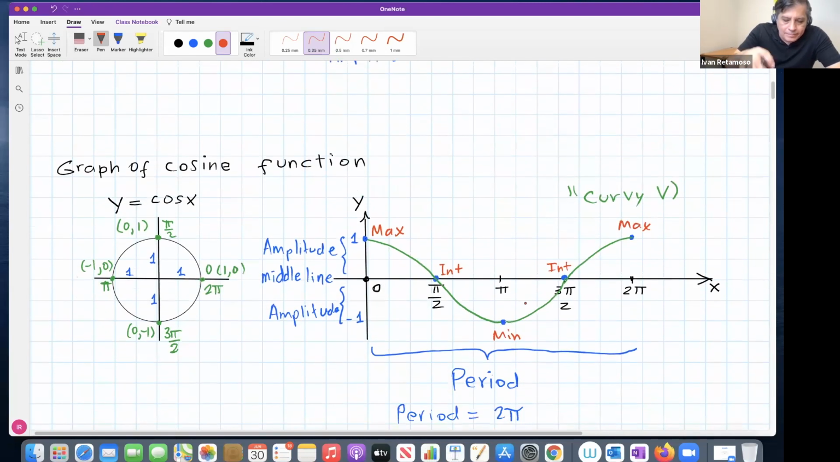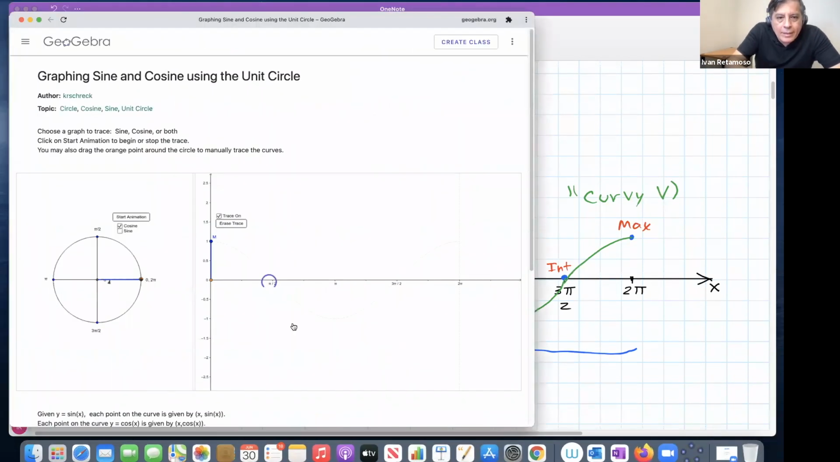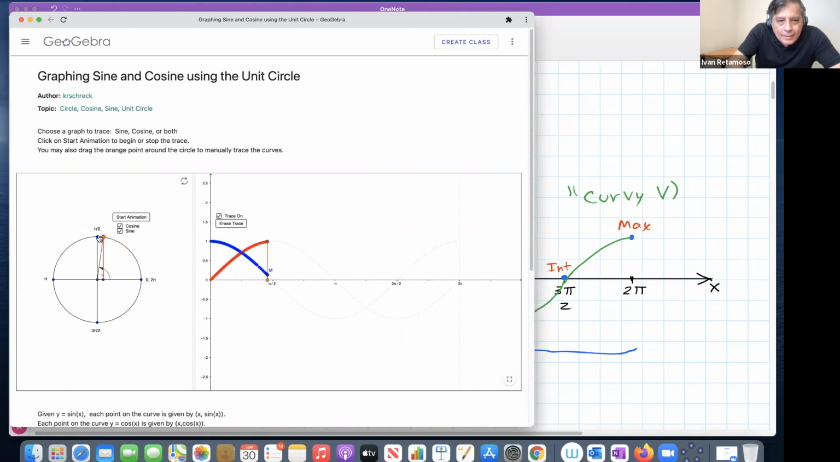Well, if you go back to the animation and we now use both sine and cosine, and we start from here, notice the relationship. Graph both at the same time, right? Notice, not hard to see, right? When this is 0, this is maximum. When this is maximum, this is 0, right? And vice versa. Minimum, this is 0, right?